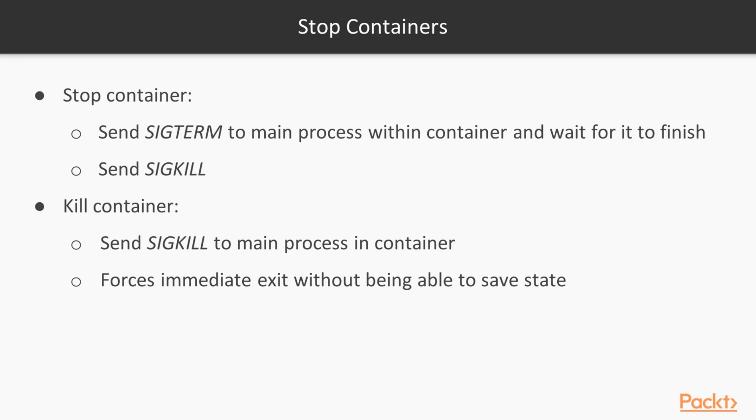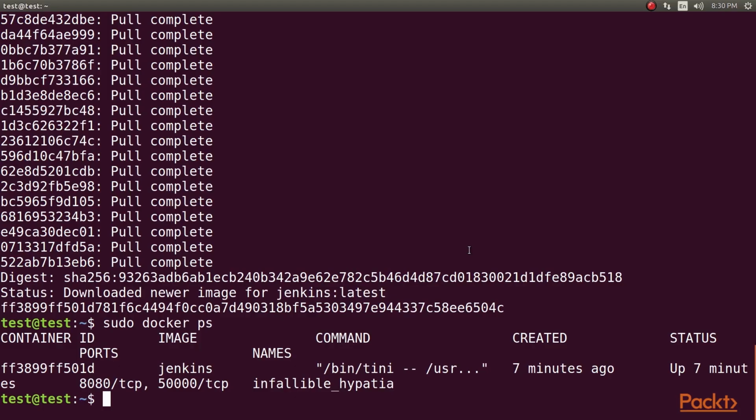The second option is kill the container. With the kill option, we send SIGKILL to the main process in the container, which forces an immediate exit without being able to save the state. In this case, which one you choose is irrelevant, but please be careful. When you're running in a production environment, make sure it's fine to kill a container.